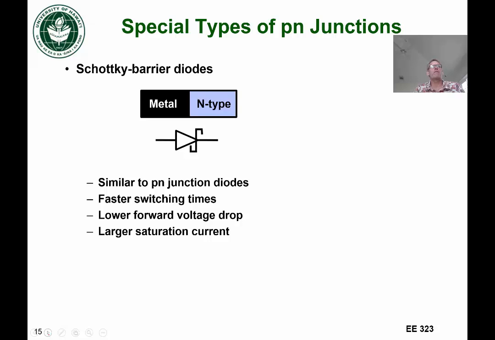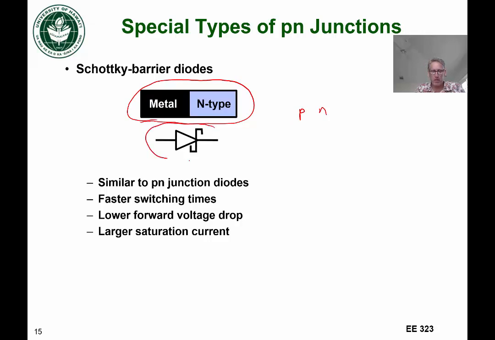One that you'll hear referenced fairly frequently are called Schottky barrier diodes. These are a little different than PN junctions. We normally think about a P-type material and N-type material. Schottky barrier diodes happen when you put a metal next to an N-type material, as opposed to a P-type material.